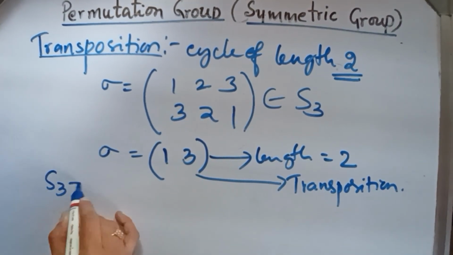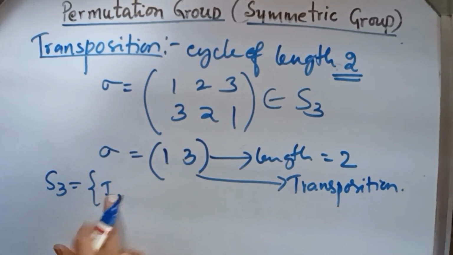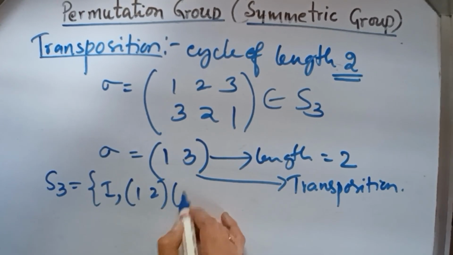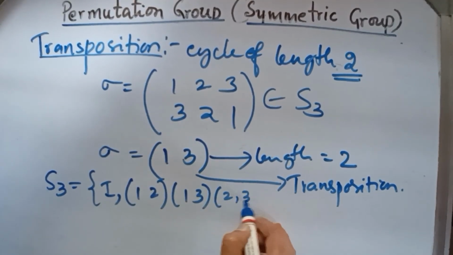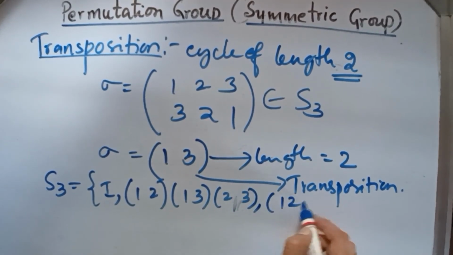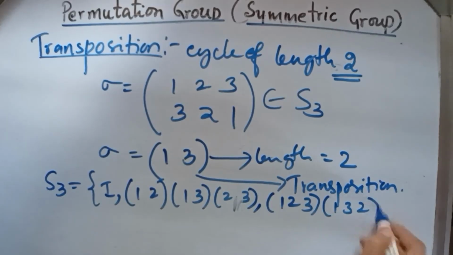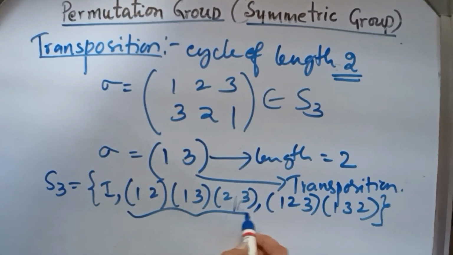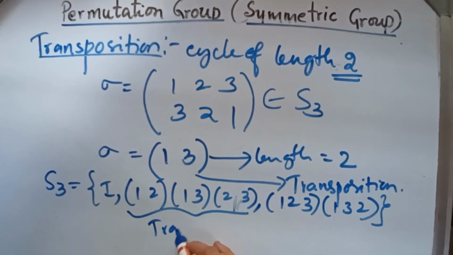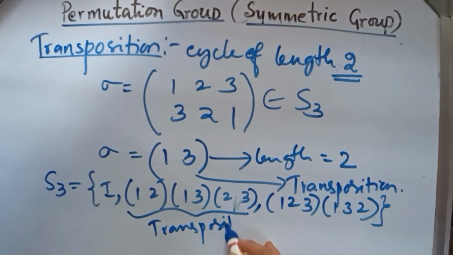So S3 has how many transpositions then? One is identity. Identity is not a transposition. So then (1 2), (1 3), (2 3). Then (1 2 3), (1 3 2). These are the elements of S3. Here these are transpositions. There are totally 3 transpositions. Cycles of length 2 are called transpositions.